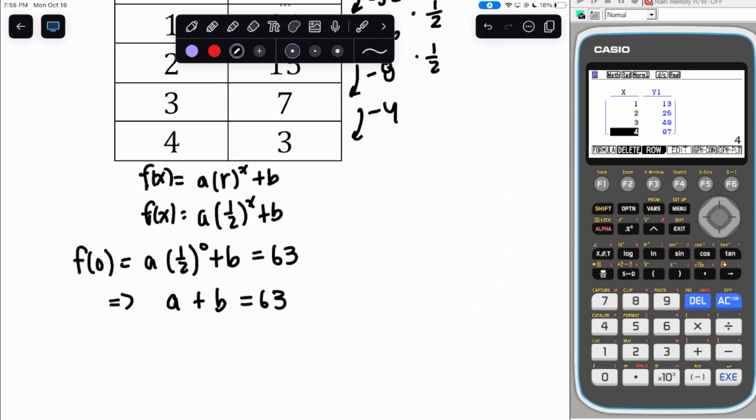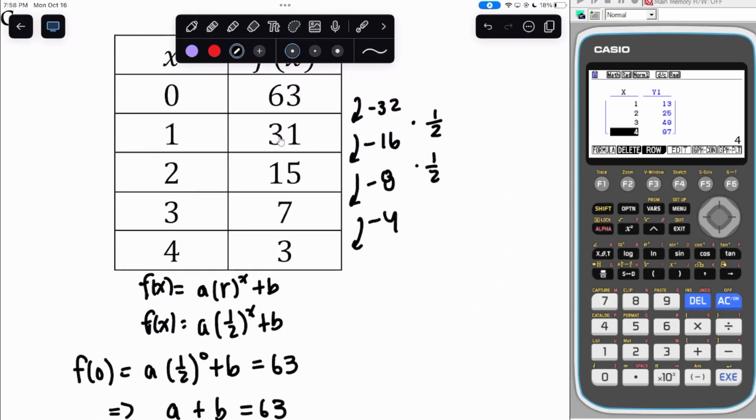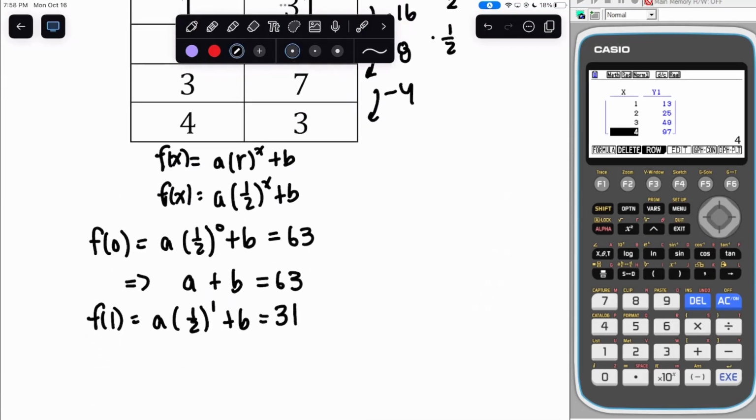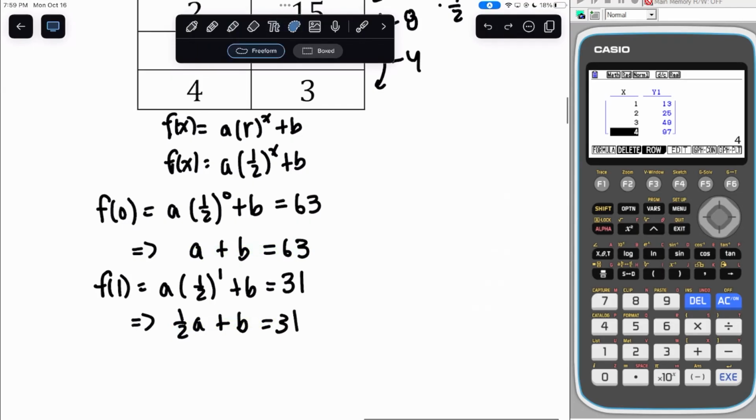So let's make a system by plugging in another number. So I might say f of 1. Let's do the next number. Why not? f of 1 is equal to a times 1/2 to the power of 1 plus b. And I know for a fact if I plug in 1 for my x, I should get 31 back. So if I simplify that a little bit further, I get 1/2 a plus b is equal to 31. And now with these two equations, I could design a system. Let's bring that over to the right hand side a little bit so I can work with them further. And so now this is looking like a system.